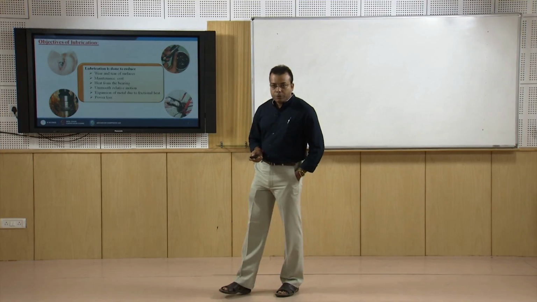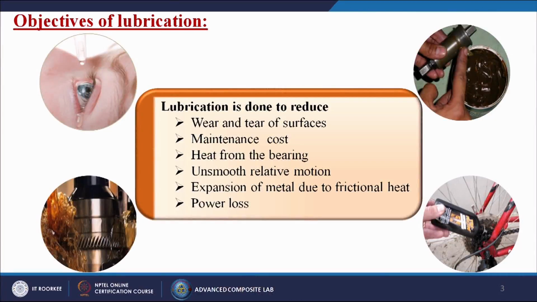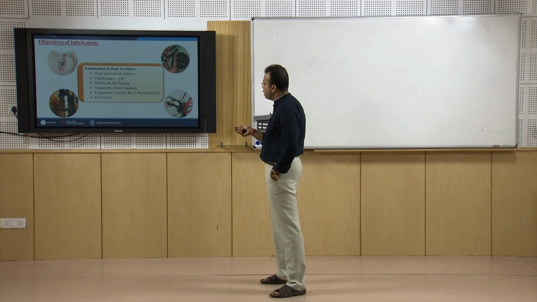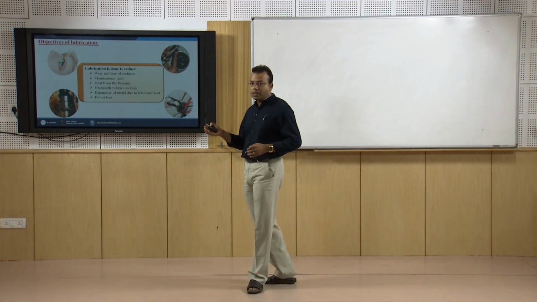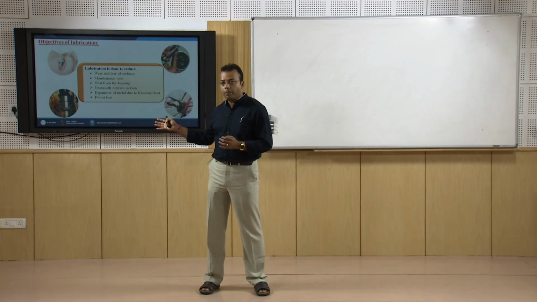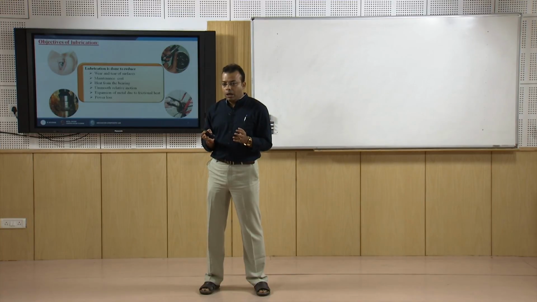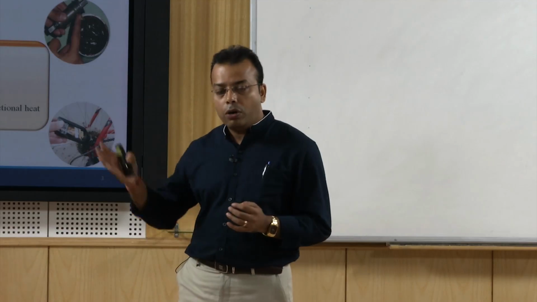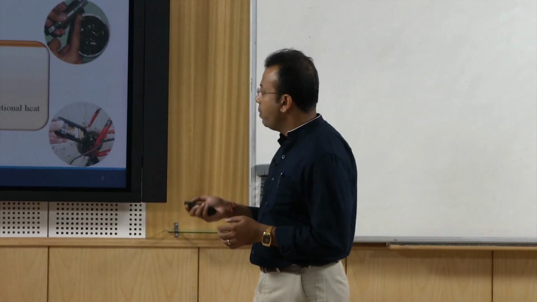So, what are the objectives of lubrication? The objectives are to reduce wear and tear of the surfaces, maintenance cost, heat from the bearing, unsmooth relative motion, expansion of metal due to frictional heat, and power loss. That means if we do not use lubrication, we will see these types of problems, and we can't rectify all these problems inside the systems or the materials.